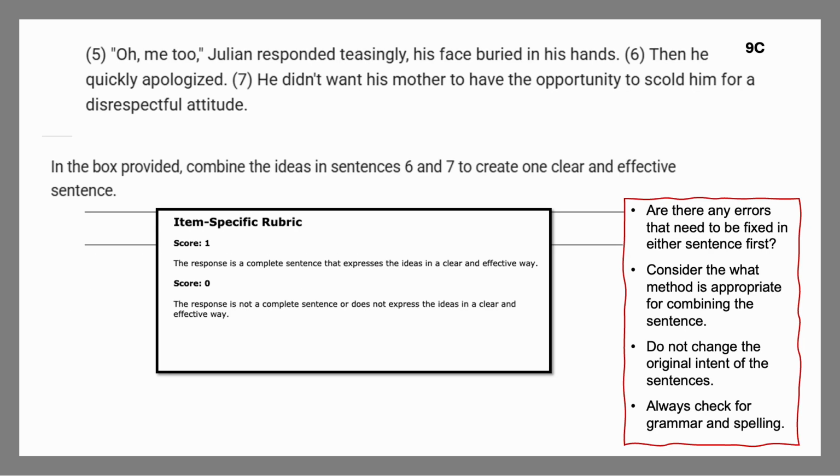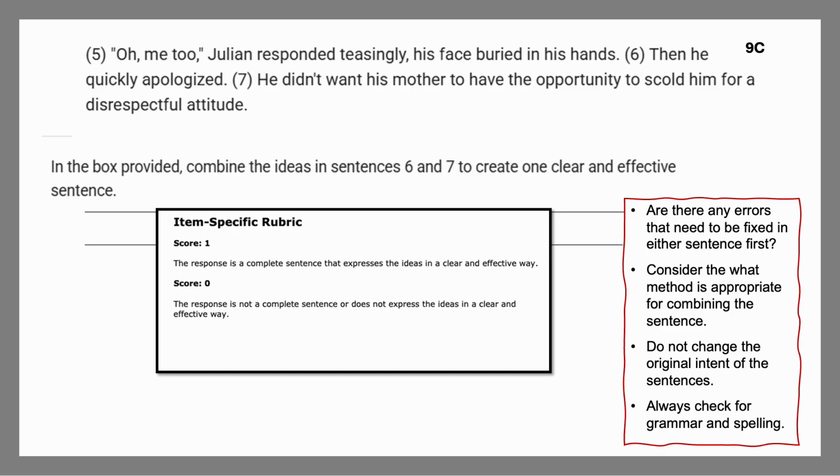All right, so on to your short constructed response. This is what they look like. In the box provided, combine the ideas in sentences 6 and 7 to create one clear and effective sentence. This is just the rubric. You'll probably see some of these rubrics in some modules earlier on, but it just shows the response is a complete sentence that expresses the idea in a clear and effective way. As long as you're combining these well, you're not changing the intent, and the grammar is correct, or at least it's grammatically working for you, you're going to get that one.